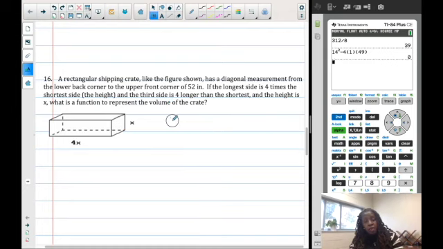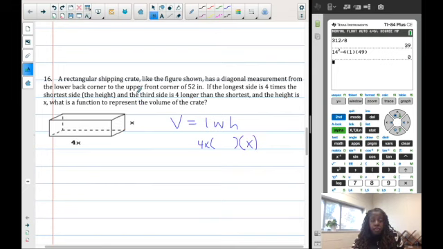All right, remember that volume of any rectangular prism is equal to length times width times height. And they said the longest side, which is this length, is 4x. The height is x. How wide is it? The width is the third side, which is 4 longer than the shortest. So that means shortest side plus 4. It didn't say 4 times, it just said 4 longer. So that means x plus 4.